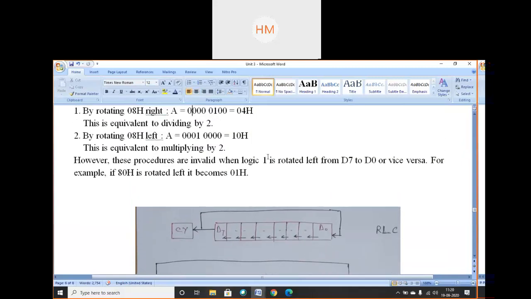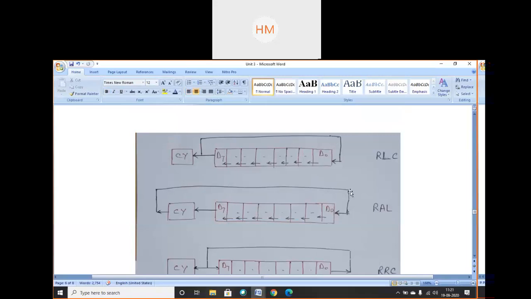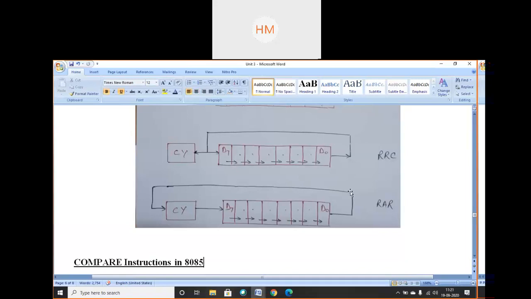However, these procedures are invalid when logic 1 is rotated left from D7 to D0 or vice versa. For example, if 80 hex is rotated left, it becomes 01 hex. So this is not a perfect logic, but you can build your own program by using this instruction. We are just giving you an idea. You can implement multiplication and division also by using rotate instructions, but it is not a perfect logic. You can see the diagrams which I have shown you earlier also: RLC, RAL, RRC, RAR. Clear, students? So we will wind up our class here.